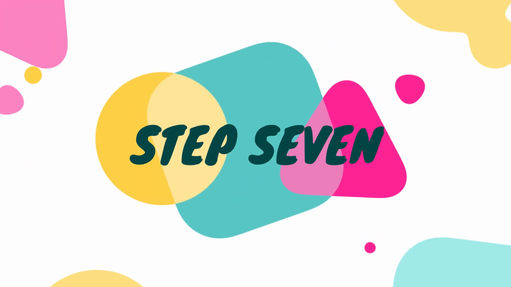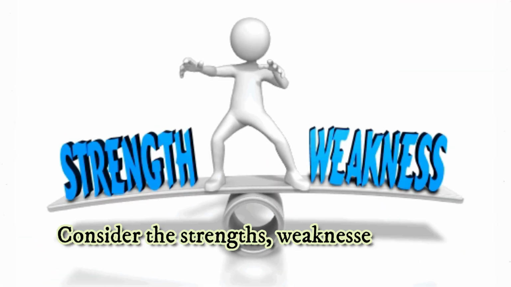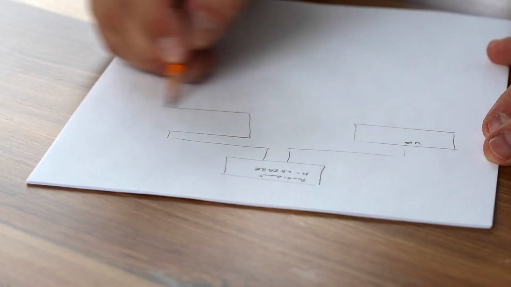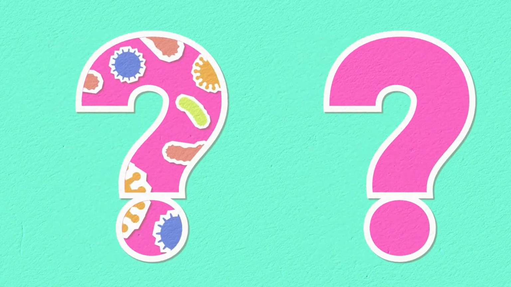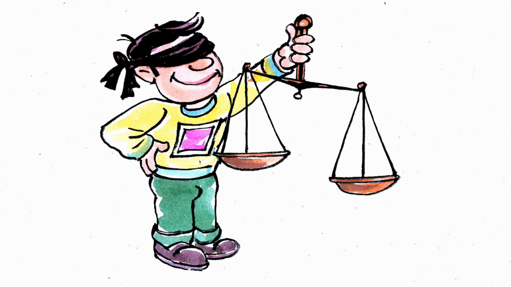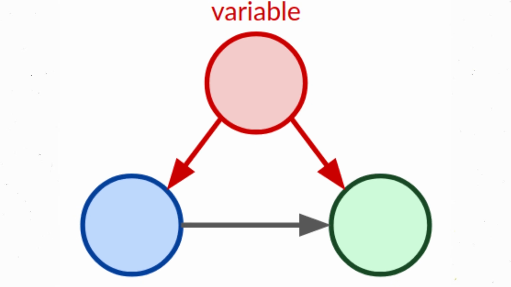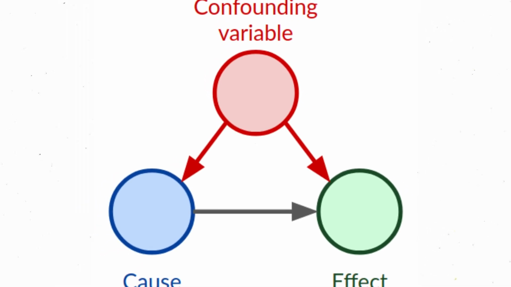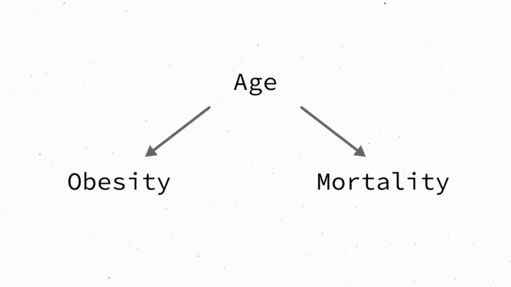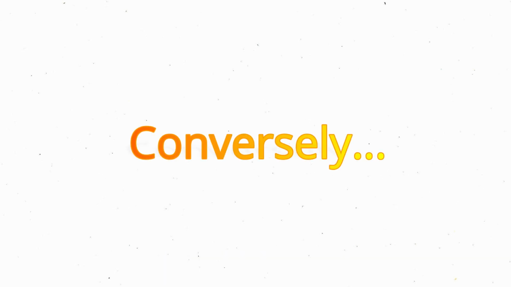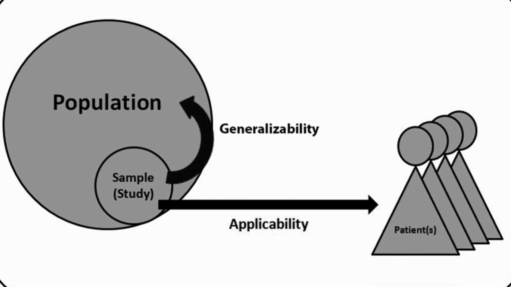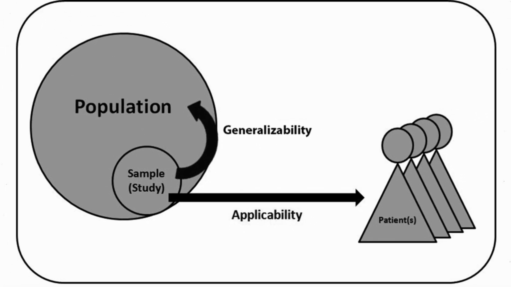And finally, step 7. Consider the strength, weakness, and ethical issues of each design. When you're picking a study design, it's not just about finding the one that fits your research question. It's also about considering the strengths, weaknesses, and ethical issues tied to each option. Some study designs are fantastic at controlling for confounding variables and bias, which means they give you really strong cause and effect relationships. This is what we call high internal validity. On the flip side, some designs shine when it comes to external validity, meaning their results can be generalized to broader populations or different settings.